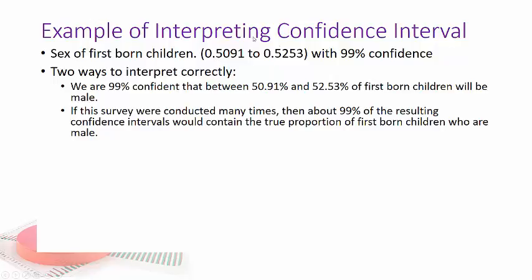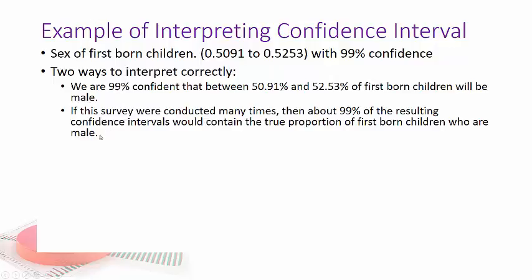And our confidence interval was 0.5091 to 0.5253 with a 99% confidence level. Well, now you can say this, I haven't been saying it, but you can say we are 99% confident that between 50.91 and 52.53% of firstborn children will be male. Notice I didn't mention the true proportion in there. That's what made this okay, all right? And I also used the confidence level, so I showed that I wasn't 100% confident.